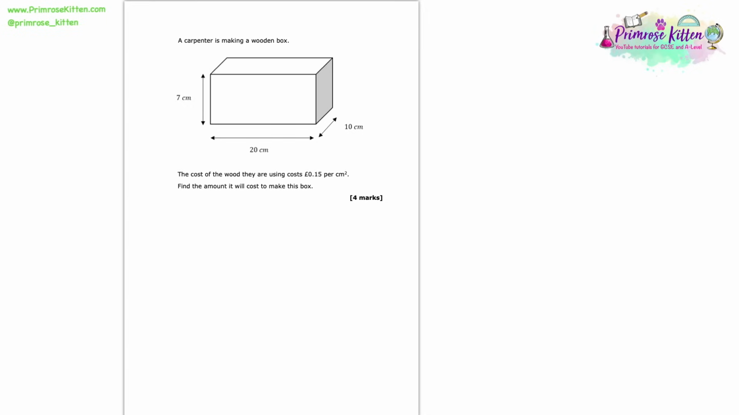Here we're told that a carpenter is making a wooden box. We're told that the cost of the wood that they're using costs £0.15 per centimetre squared, and we're asked to find the amount it would cost to make this box. Now if we look at this diagram of the box, you can see we're given all of its dimensions in centimetres. So this should be fairly straightforward.